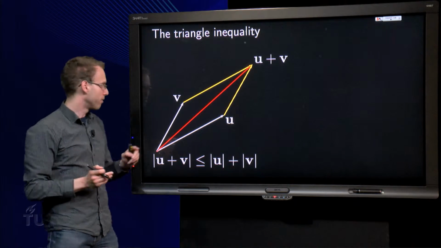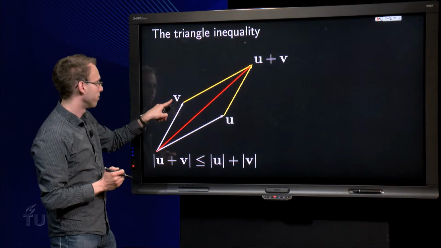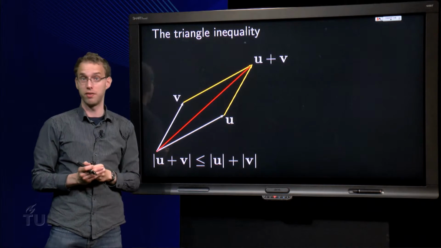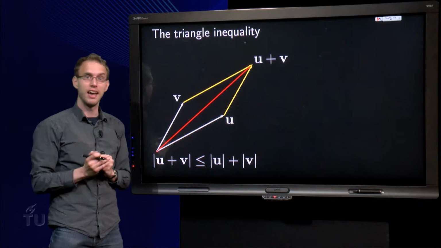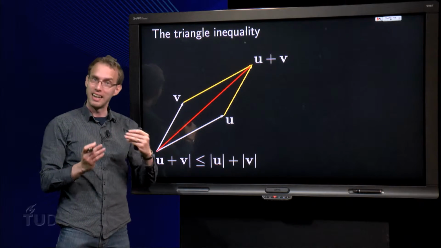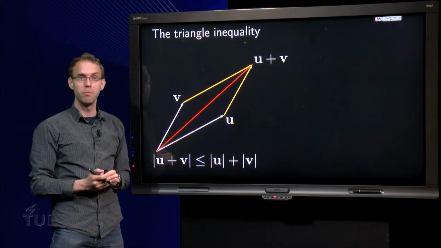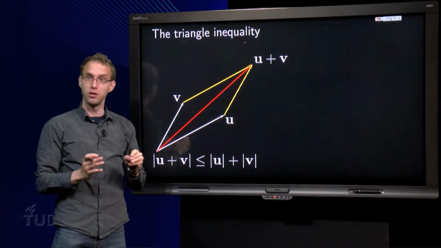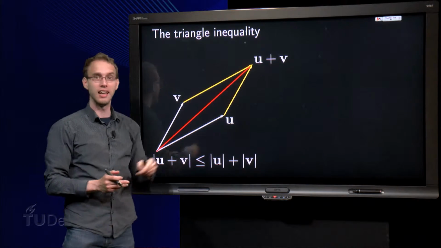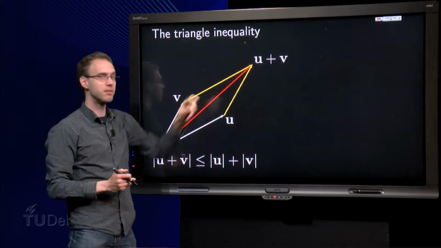So here we have the vectors u and v, and again another v, another u. So we can form the red vector, which is the vector u plus v. And what does the triangle inequality tell us? Well, going from here to there, the red line is shorter than the white and the yellow line. That's all. So the length of u plus v is smaller or equal than the length of u plus the length of v. Going straight is faster than going like this and like that.